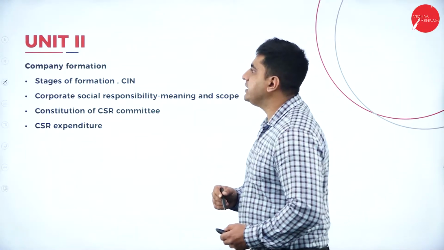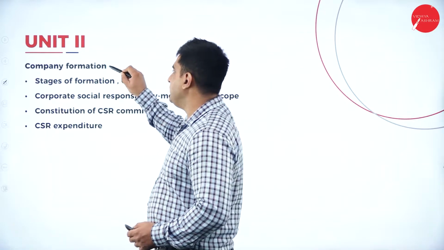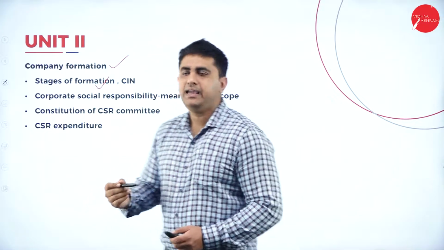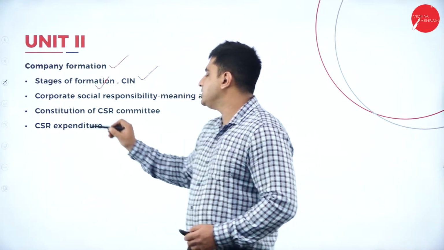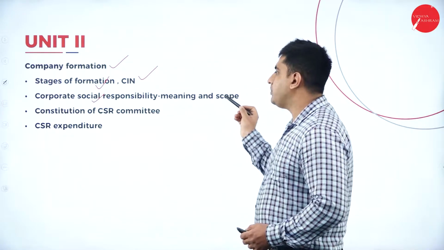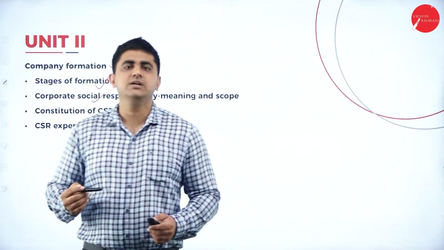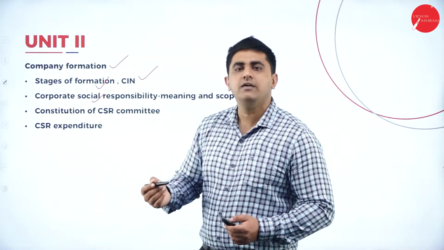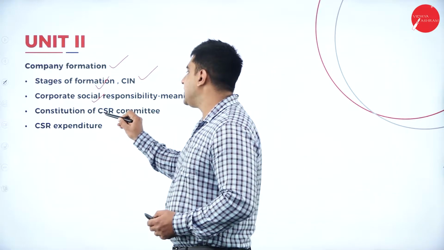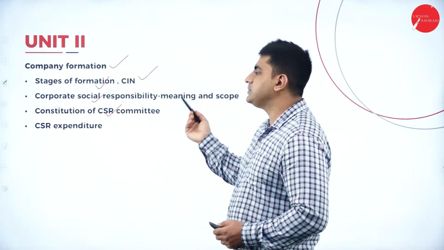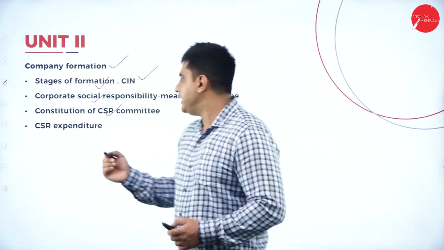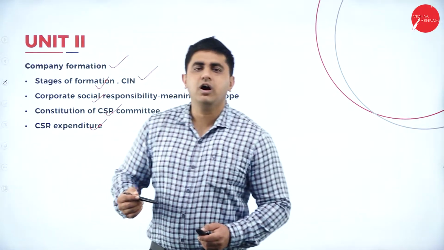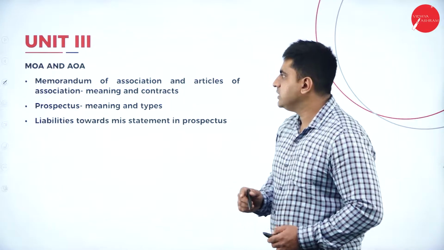So when you go to the second unit, you deal with company formation. What are the different stages of formation? What is CIN? Corporate social responsibility. Meaning and scope of corporate social responsibility. What is corporate social responsibility? It is doing something to the society, doing some charity on behalf of your company. Constitution of CSR committee. That is, to do the corporate social responsibility, there is a committee, that is CSR committee. And also CSR expenditure. That is, how much money you are putting in for corporate social responsibility. That is the meaning.